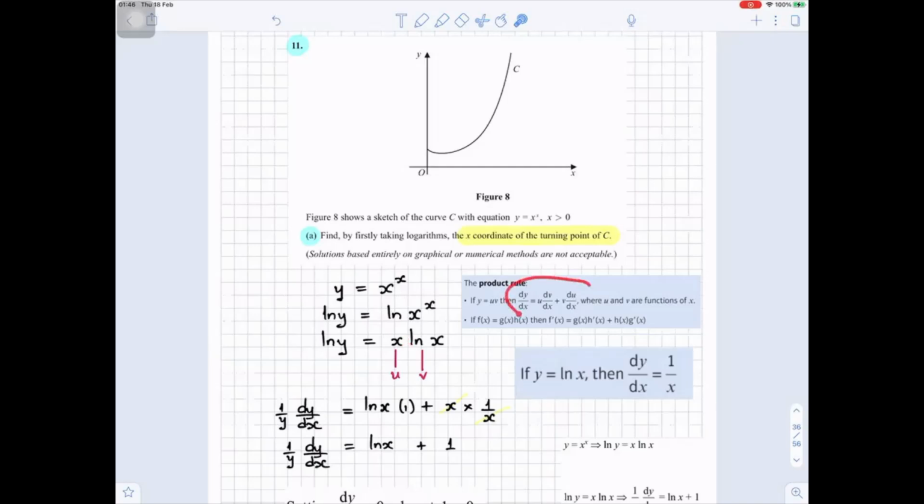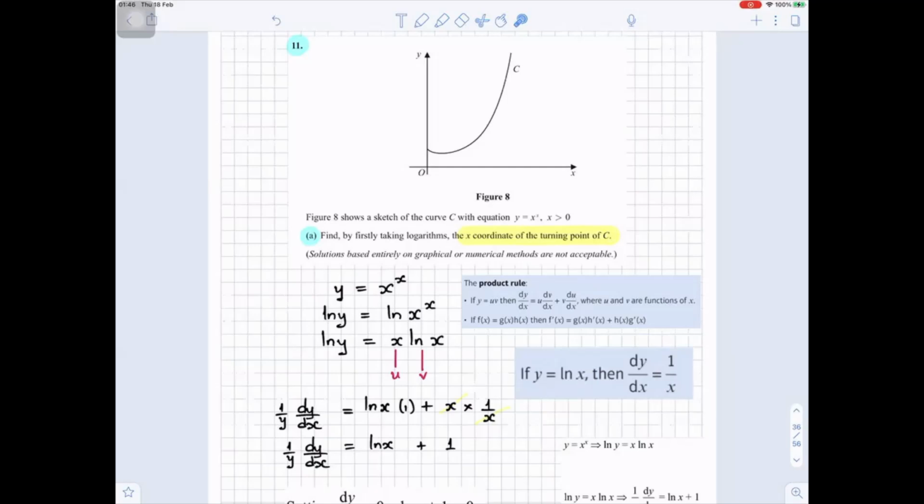We use the product rule. That's the formula for the product rule. So u is x and v is ln x. Using the product rule, that will give us ln x times 1 plus x times 1 over x. And differentiating ln y will give you 1 over y dy over dx. When you differentiate ln x, if y equals ln x, dy over dx is 1 over x.